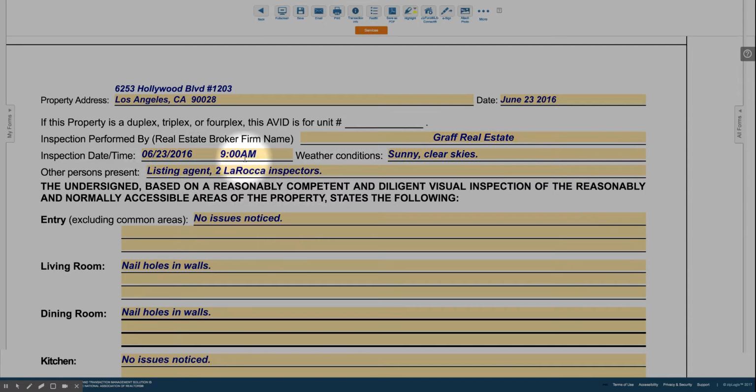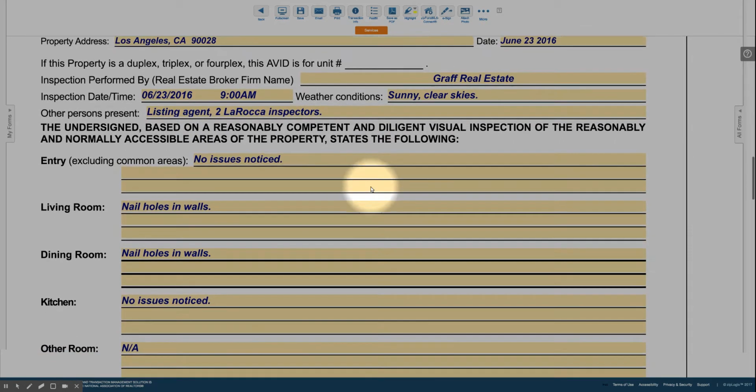You're going to put the date, the time, and the weather conditions. Luckily, in SoCal, for the most part, it's going to be sunny and clear skies or some iteration of that. Other people present, pretty clear. Just write down who else is there. You don't necessarily have to write their name, just their title. So the listing agent and 2 inspectors were here at this time.